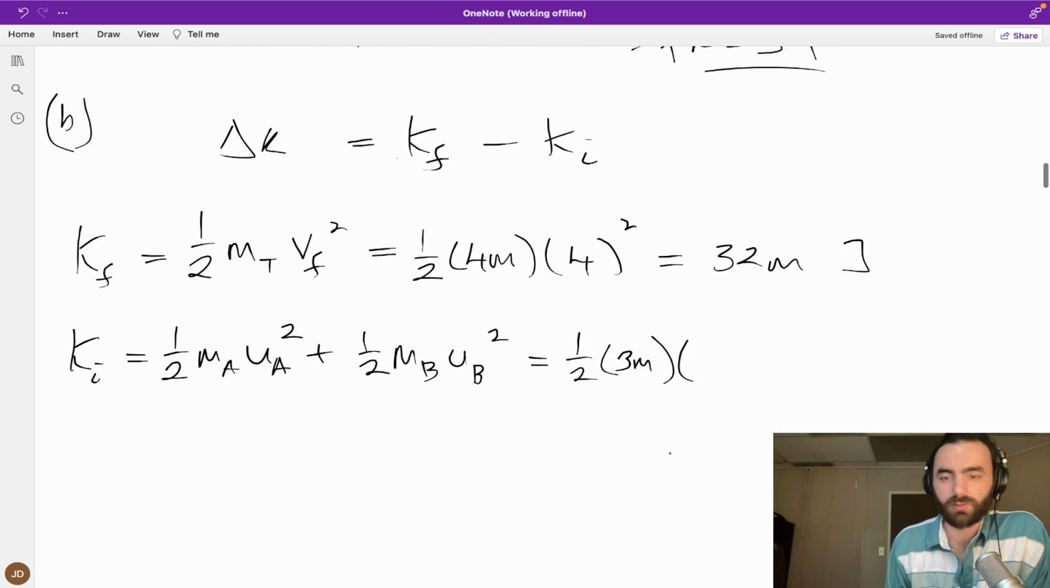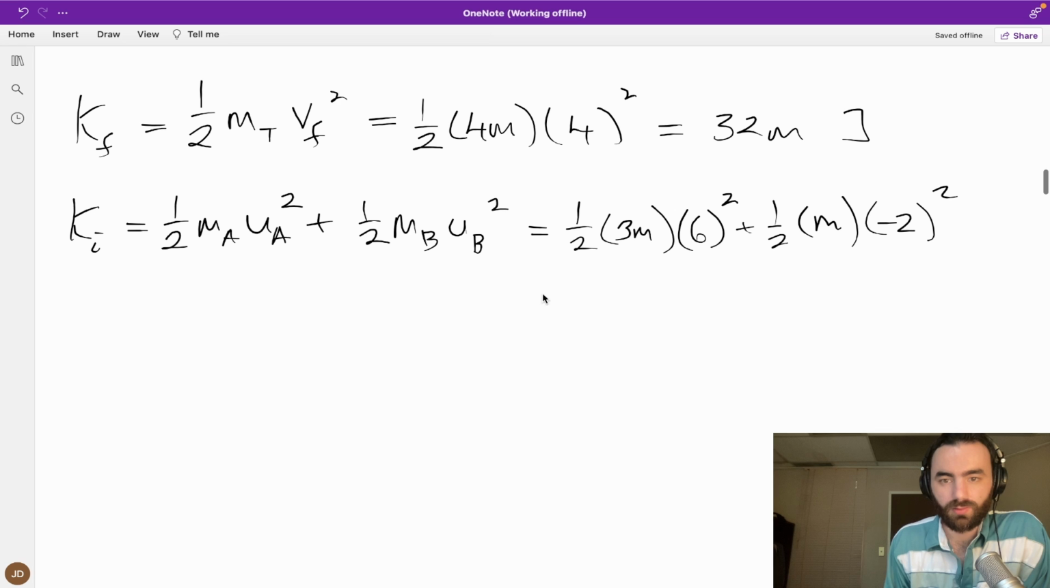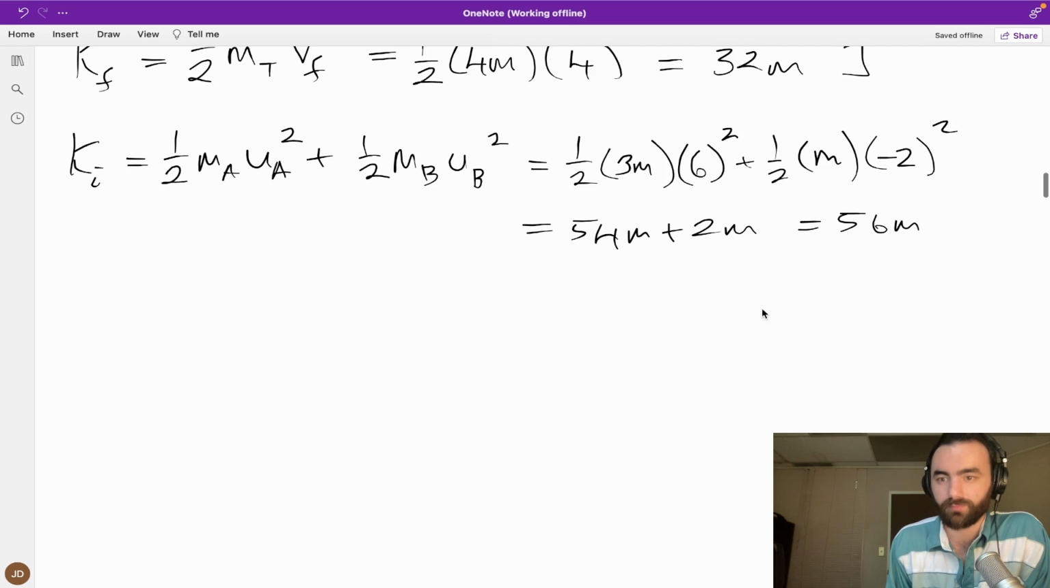6. No, 6 squared, plus half m, the mass of B, times minus 2 squared. So this equals 6 squared times 3 divided by 2, which is 54m. Plus 4 divided by 2 plus 2, that's 4m plus 2m, which is 56m.